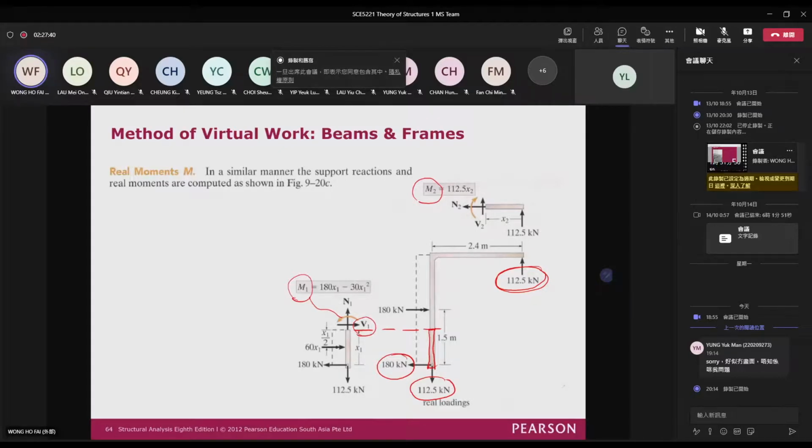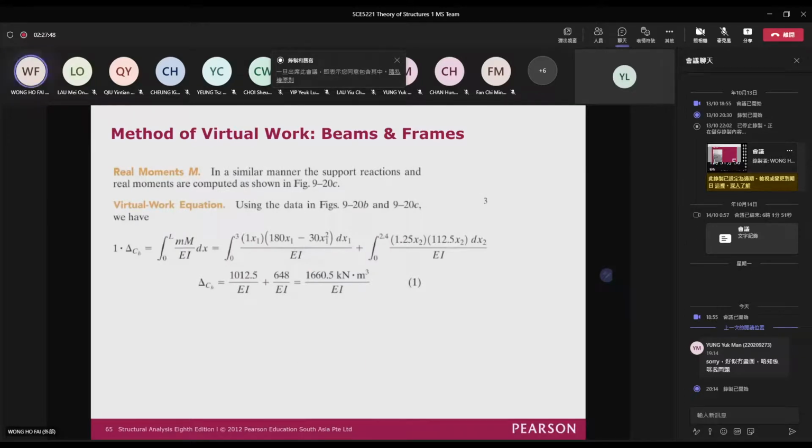Then again, you use the same equation. That means it's the integral of MM over EI, taking the integration along the whole member. So this is the virtual moment, m, and this is the real moment, M. This is for the vertical member. And then this is again the virtual moment, m, and this is the real moment, M. This is for the horizontal member.